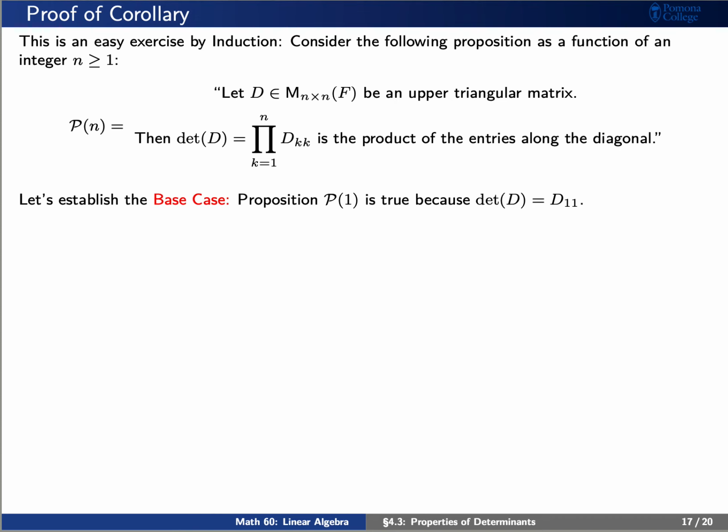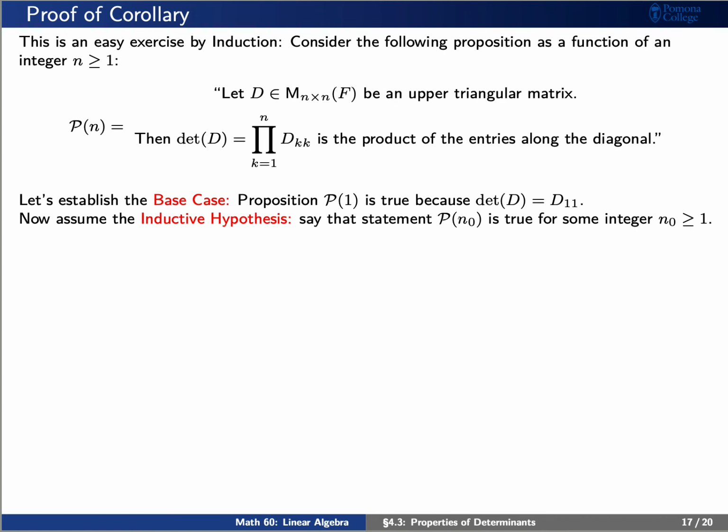Let's establish the base case first. Proposition P of 1 is true because if D is a 1 by 1 diagonal matrix, then its determinant is just that one entry, D11. This is by the definition of the determinant. Now let's assume the inductive hypothesis. That is that the proposition P of n sub 0 is true for some integer n sub 0. We'll perform now the inductive step. So let's consider proposition P of n0 plus 1.